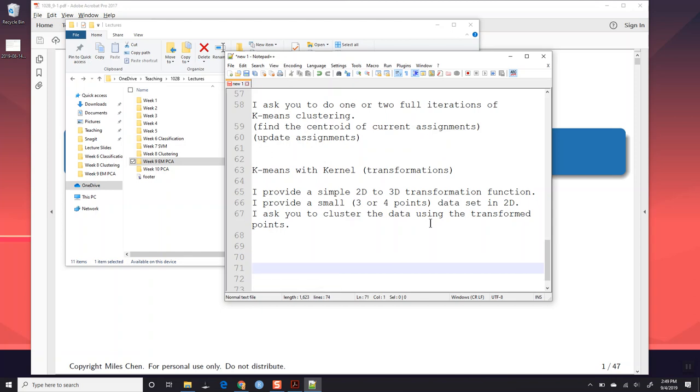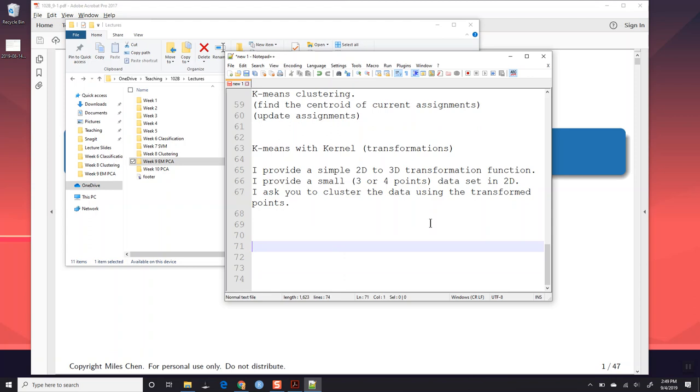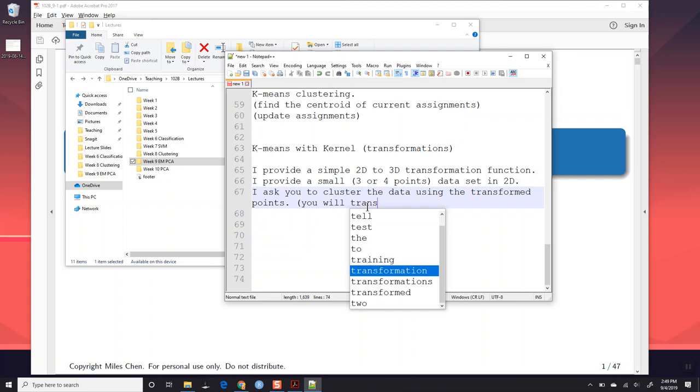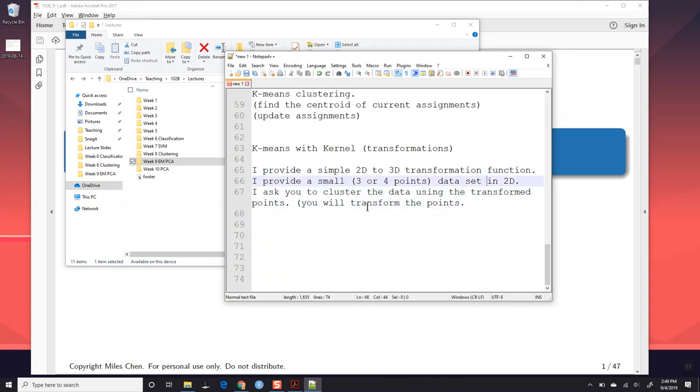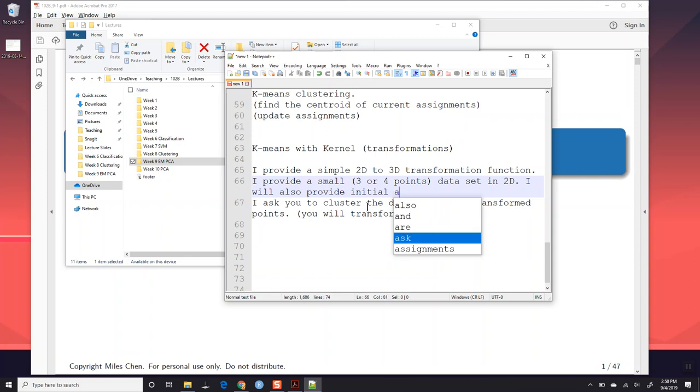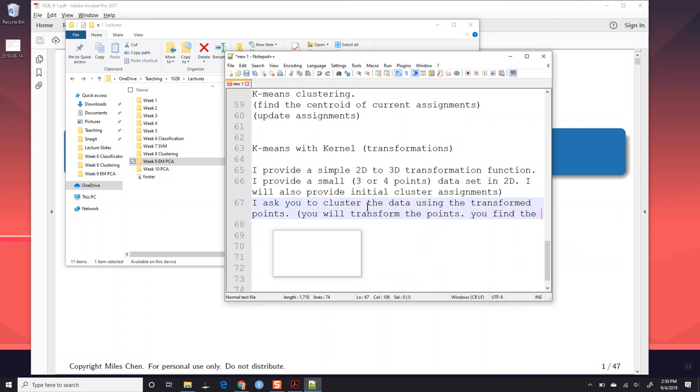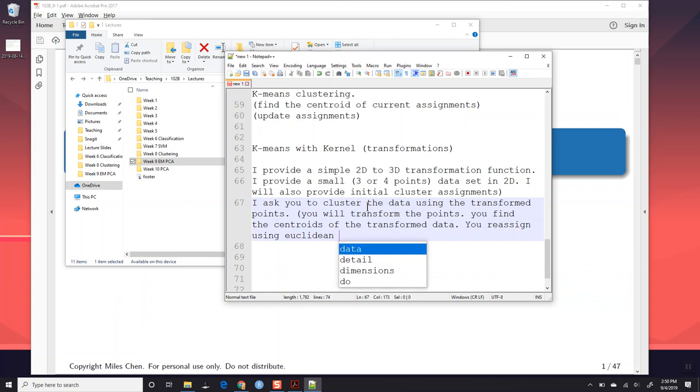So anyway, K means with a kernel. I'll provide some 2D to 3D transformation function. I'll provide a small data set in two dimensions. And then I'll ask you to cluster the data using the transformed points. So that means you have to transform it, right? So you will transform the points. I will also provide initial cluster assignments. Okay, so you transform the points, you find the centroids of the transformed data, and then you reassign using Euclidean distance.